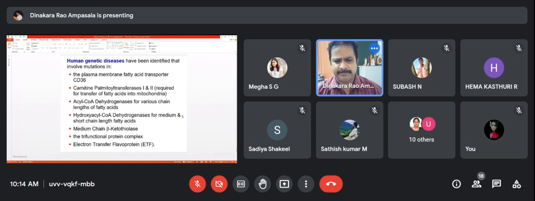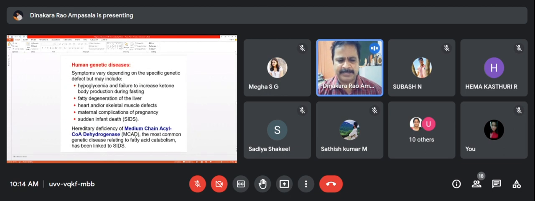Hydroxyacyl-CoA dehydrogenases for medium and short chain fatty acids. Medium chain beta-ketothiolases, which is the fourth step enzyme. The trifunctional protein complex, which is a larger protein molecule. Electron transfer flavoprotein, which is involved in the electron transport chain.